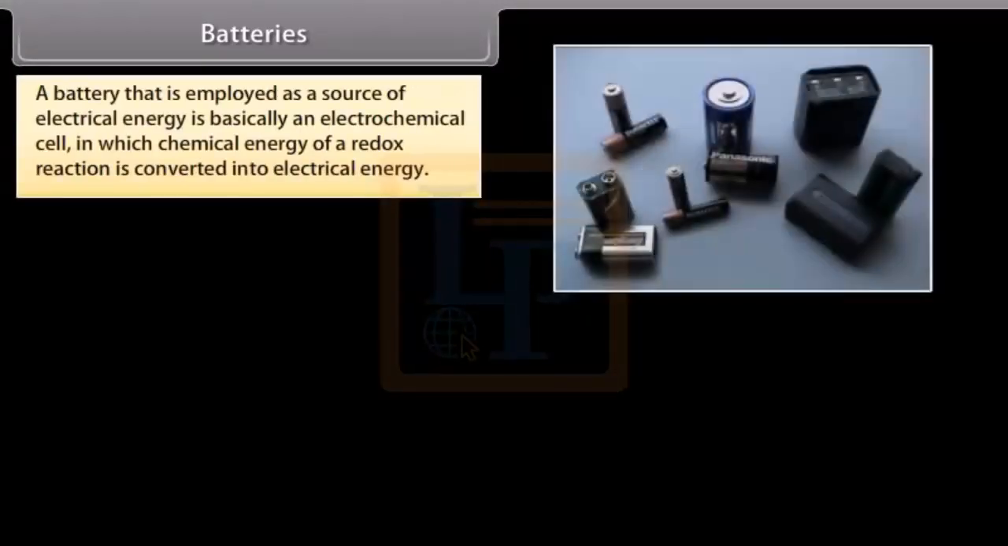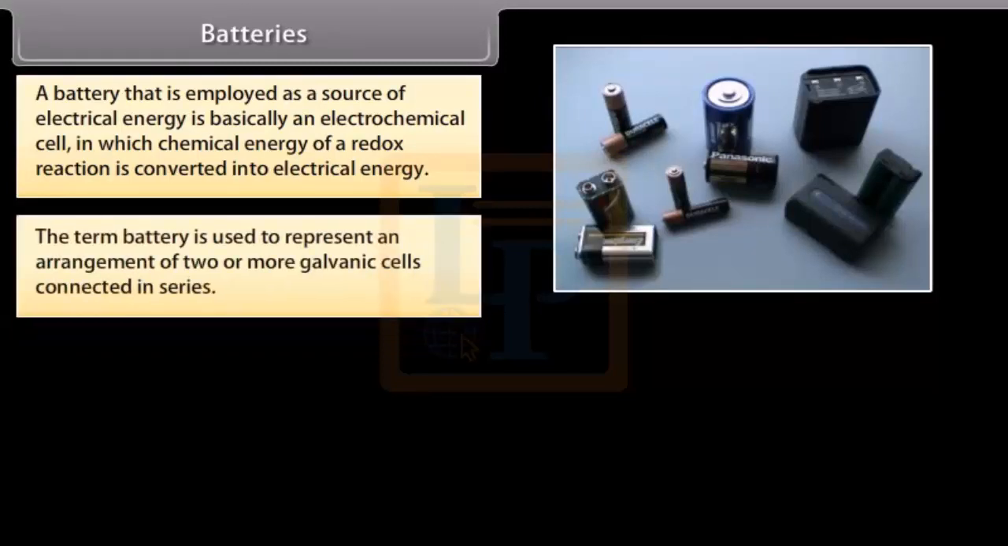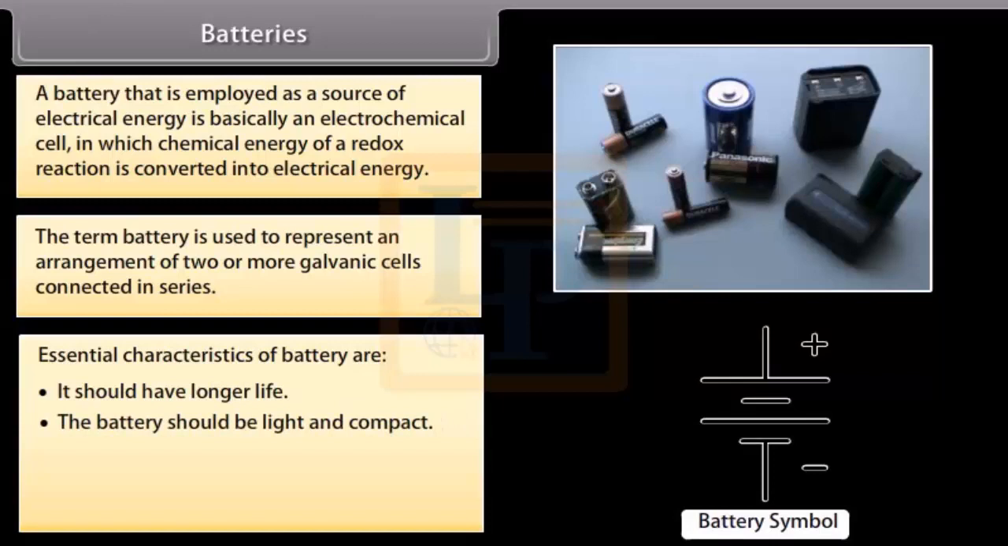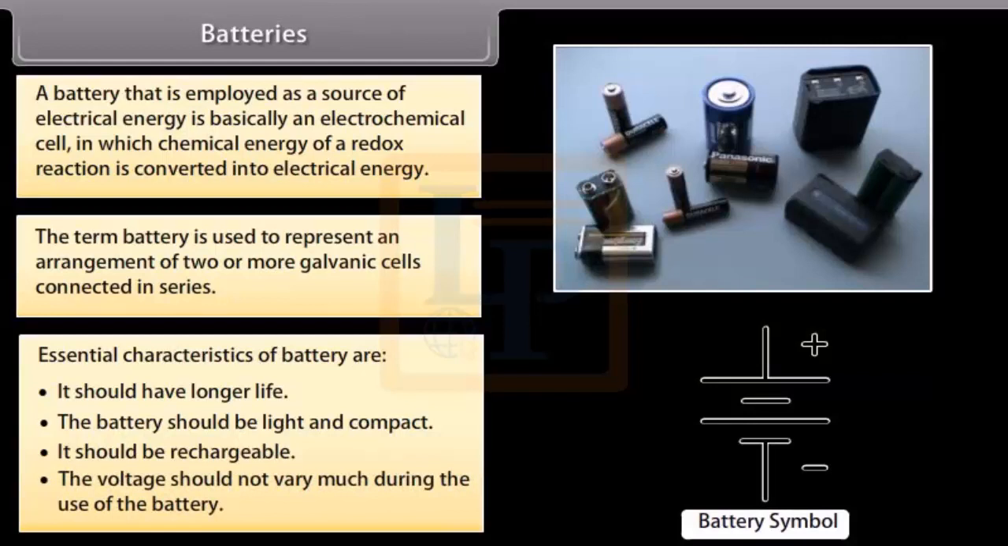Batteries. A battery that is employed as a source of electrical energy is basically an electrochemical cell in which chemical energy of a redox reaction is converted into electrical energy. The term battery is used to represent an arrangement of 2 or more galvanic cells connected in series. Essential characteristics of a battery are: it should have longer life, the battery should be light and compact, it should be rechargeable, and the voltage should not vary much during the use of the battery.